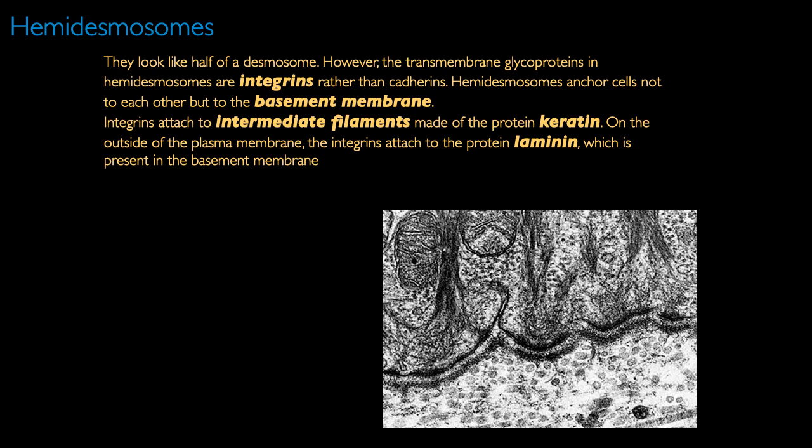Hemidesmosome, the name means half desmosome, so they look like half desmosomes, but their glycoproteins are integrins instead of cadherins. Their function is to anchor cells to the basement membrane, which is a membrane outside the cells. Like desmosomes, they attach also to intermediate filaments of keratin inside the cell, but outside they attach to the laminin of the basement membrane.